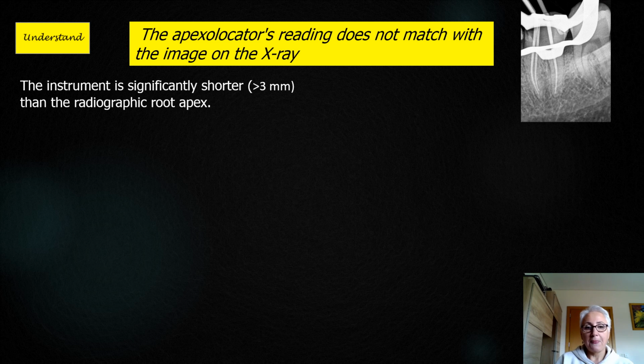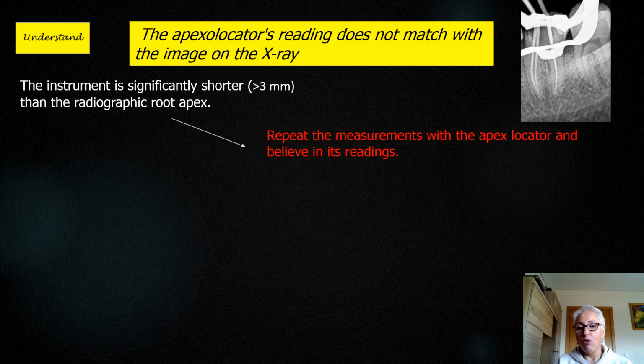But if it's more than 3 millimeters, in that case, repeat the measurements with the apex locator and believe in its reading. Okay, I have an X-ray. Oh, my instrument is more than 3 millimeters from the radiographic apex. So I am measuring again, and of course I am trusting the apex locator. I don't think you have to repeat the X-ray again, because it will be the same as what you got from the first X-ray.